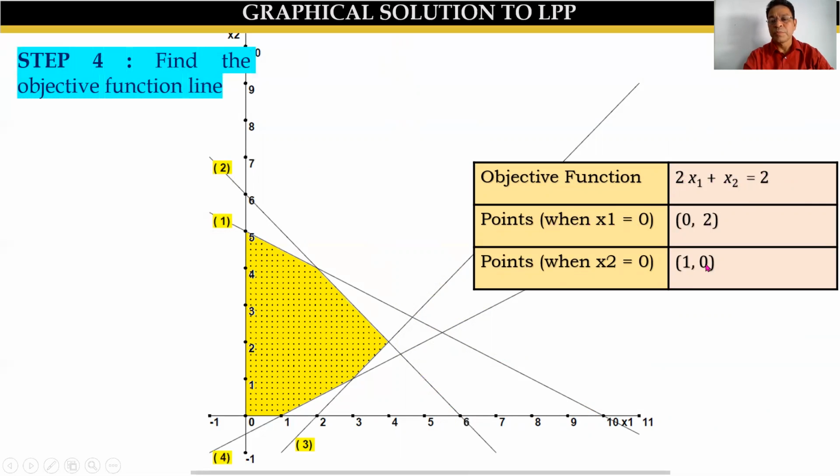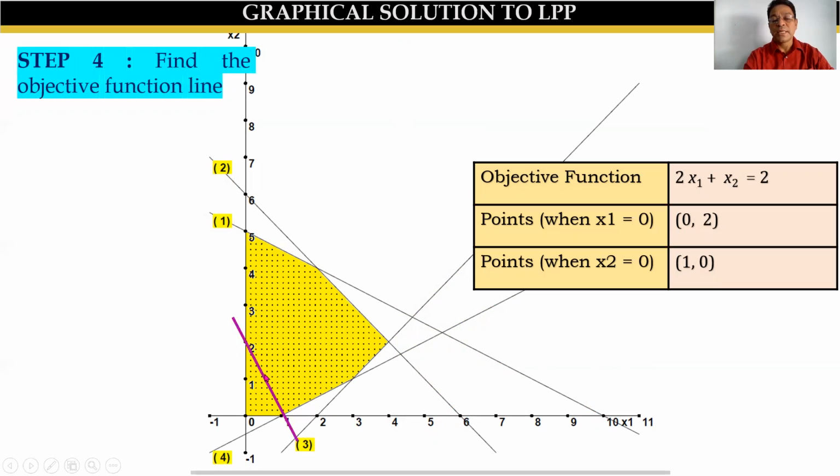I have selected it such that I got the first point as (0, 2) and the second point as (1, 0). Now, if this value is small, then you will get the objective function line close to the origin. But if this value is bigger, suppose I take 200, then I will get the objective function line away from the origin. So I want it to be as close as possible to the origin so that I can move it outward. So I have selected as small as possible. The points are (0, 2) and (1, 0), and I will draw the objective function line, which looks like this.